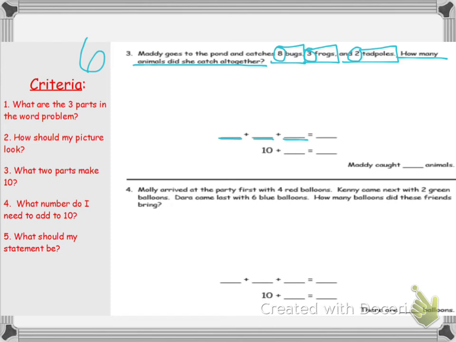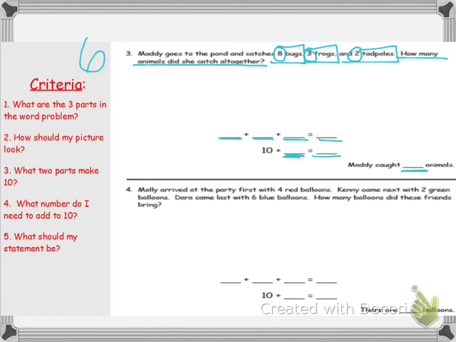What number do I need to add to 10? It's the one that you did not circle. Put that in your number sentence right here. And then add it together and write it your whole right here and right here. And then do your statement. That's your whole.